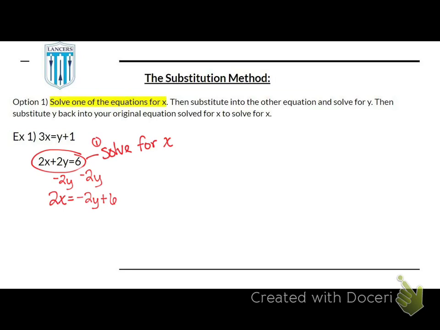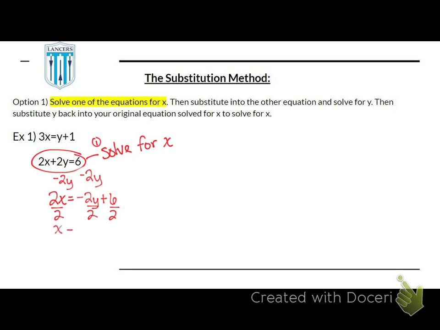Very good. The 6 doesn't have a y, so those are not like terms. We can't combine them. Is x alone yet? No, it's not divided by 2. Divide what by 2? The negative 2y and the 6. Good. Every piece gets divided by 2. Every single term in that equation.